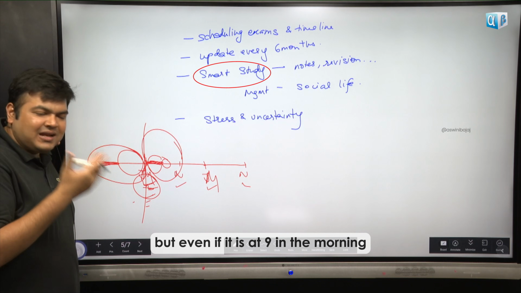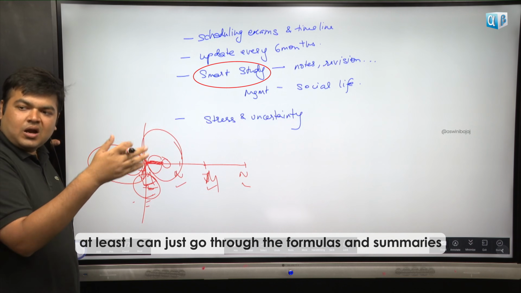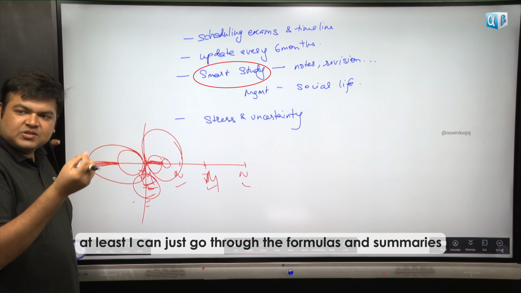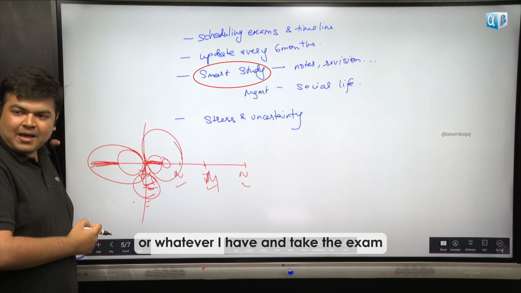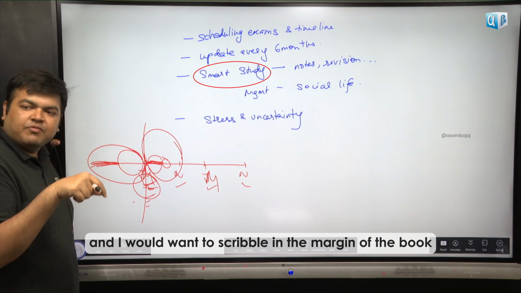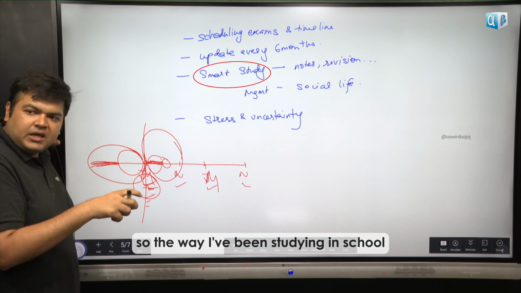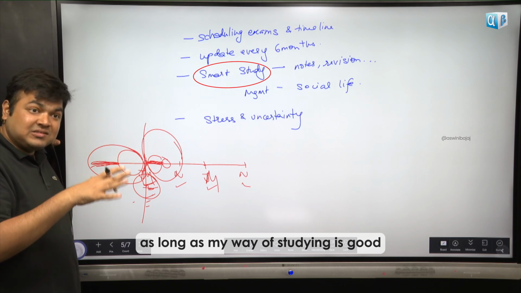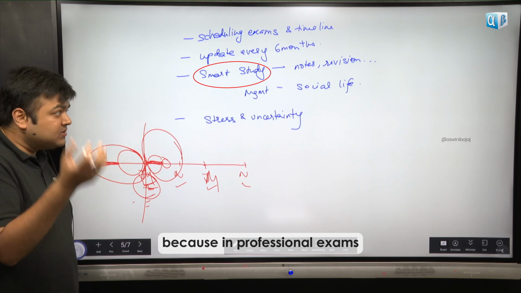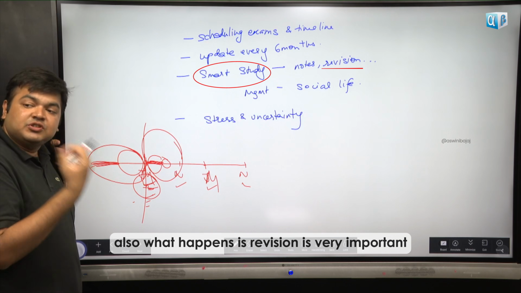But even if it is at 9 in the morning, I would study from 4 to 8. At least I can just go through the formulas and summaries or whatever I have and take the exam. And I would want to scribble in the margin of the book and all. So the way I've been studying in school, I want to study the same way, as long as my way of studying is good. Because in professional exams also, revision is very important.